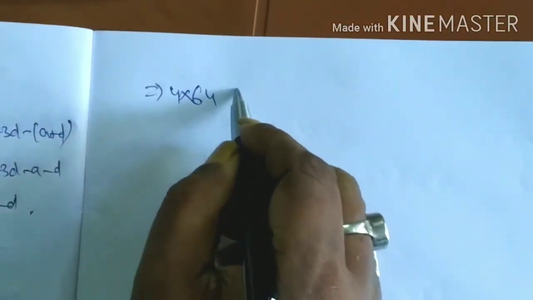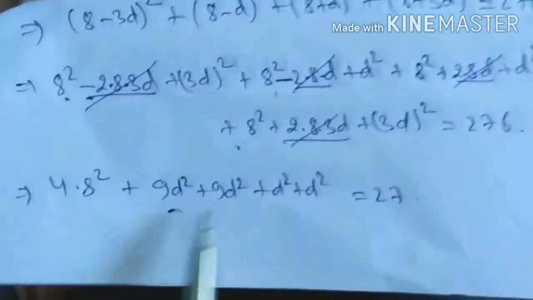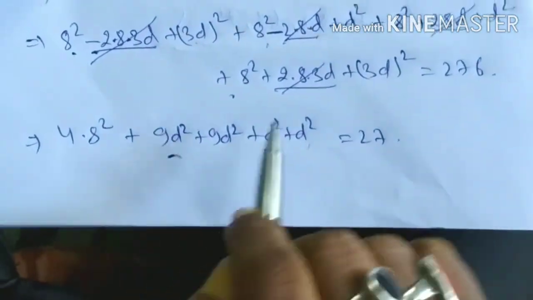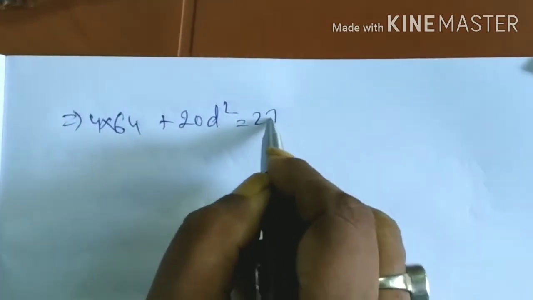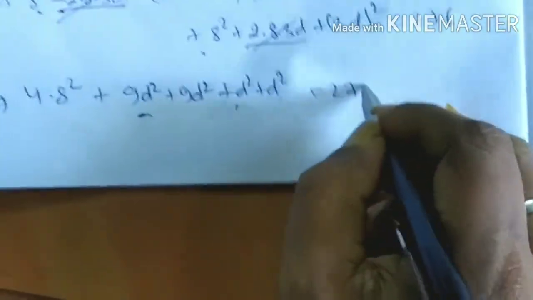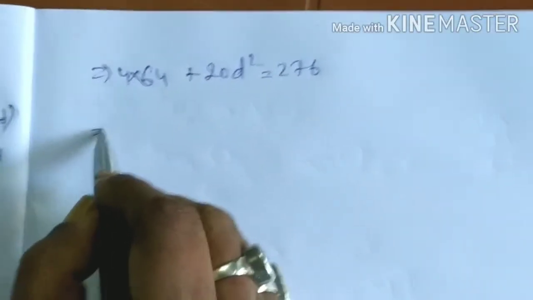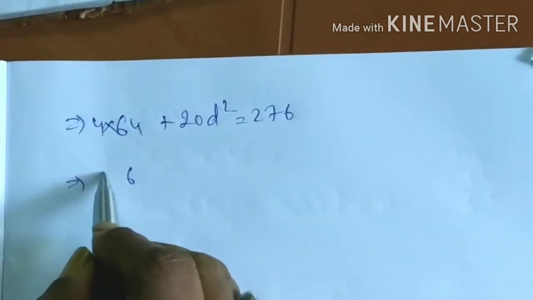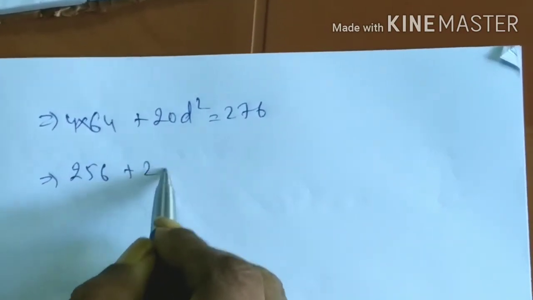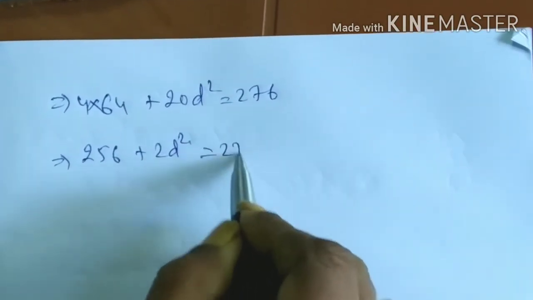So now you see that 4 into 8 square is 64. 9 plus 9 plus 1 plus 1, so 20. 20d square plus 4 into 64, that is 256, is equal to 276.